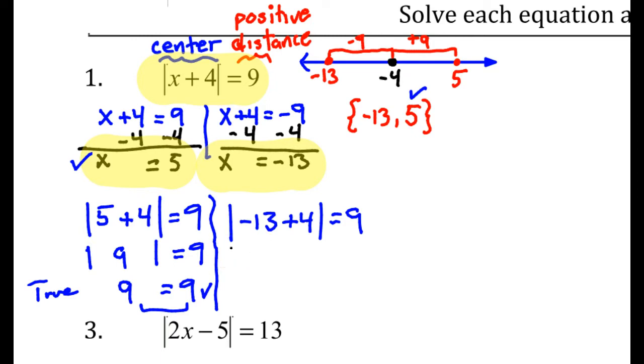And verify the second one. -13 plus 4 is -9, and the absolute value of -9 is +9. So now we verified that -13 is the solution because we got, again, another true statement. Okay, so that's a full problem beginning to end.